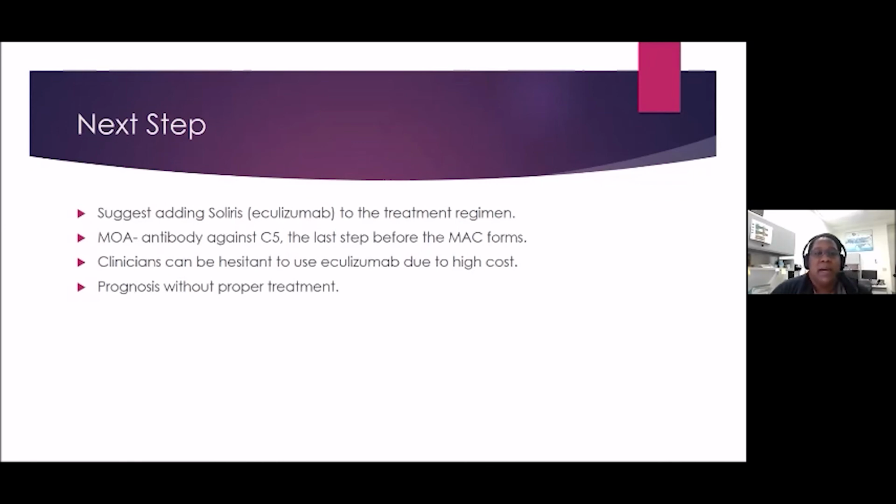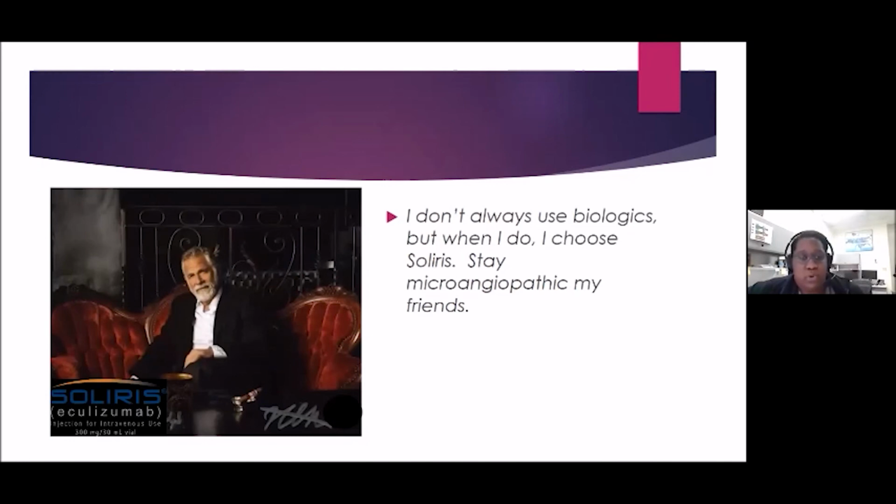It is an antibody against C5, the last step before the membrane attack complex forms. And so what you're doing is blocking the membrane attack complex, which is what literally attacks tissues. The thing about eculizumab is clinicians will often balk at using it because it's very expensive. However, if a patient has atypical HUS, they have a very poor prognosis without treatment. And so, eculizumab at one time was the most expensive drug in the world.